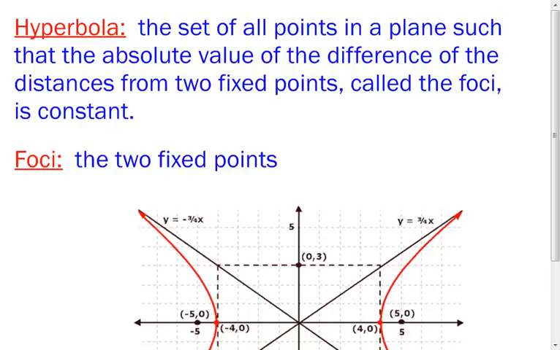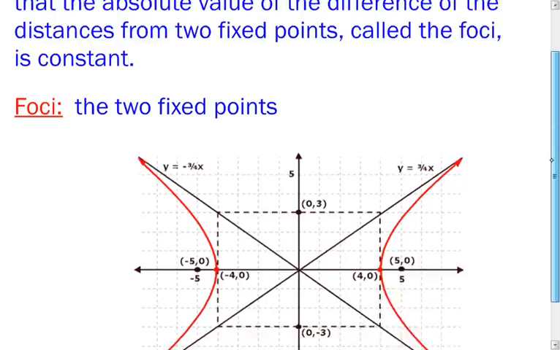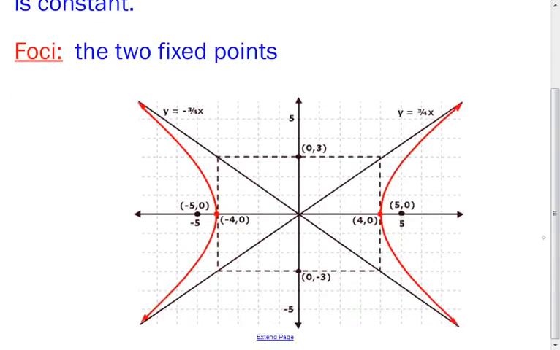Hyperbola, the official definition of it is the set of all points in a plane such that the absolute value of the difference of the distances between two fixed points, called the foci, is constant. And the foci, of course, is the two fixed points. That is a lot to take in. But basically, this is kind of what a hyperbola looks like, okay? The two red branches or curves are hyperbolas. Notice it's like two back-to-back, not back-to-back, but symmetric parabolas, okay?